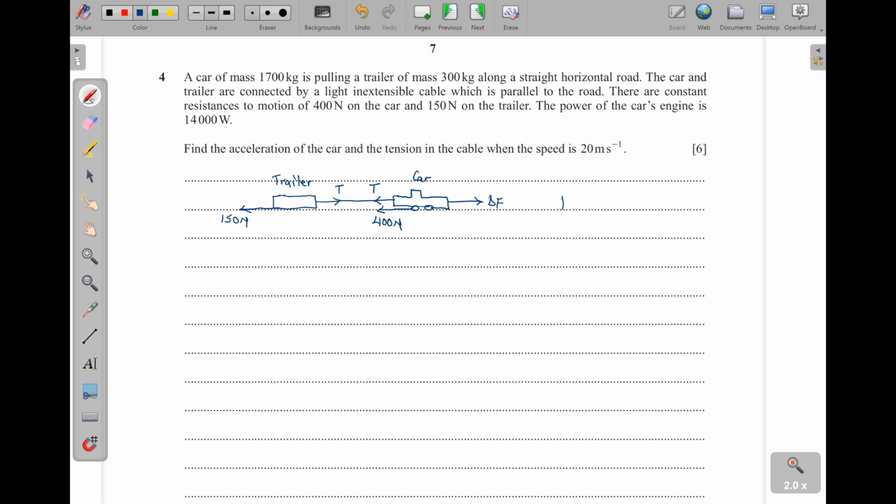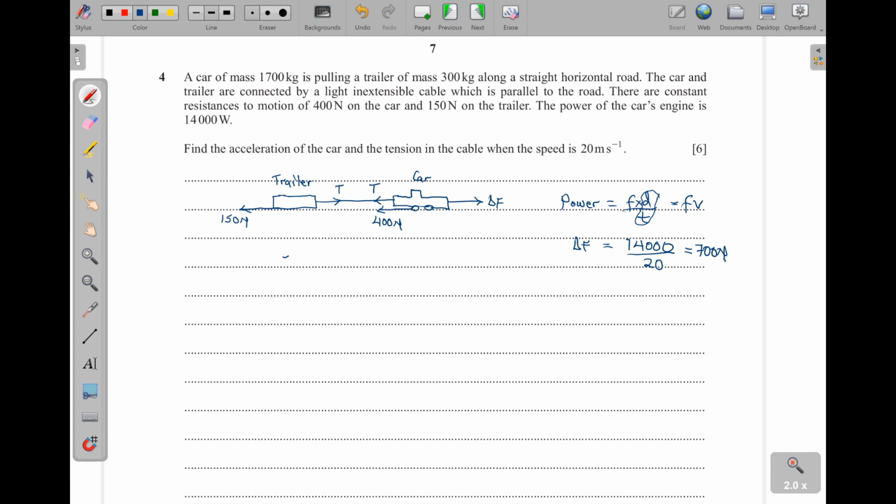Now, we should know that power is the rate of doing work. Okay, force times distance over time. But distance over time is speed. That means we can have FV. So meaning the driving force here is going to be the power, which is given as 14,000 watts, then we divide by the speed, which is 20. And this one will give us 700 newtons.